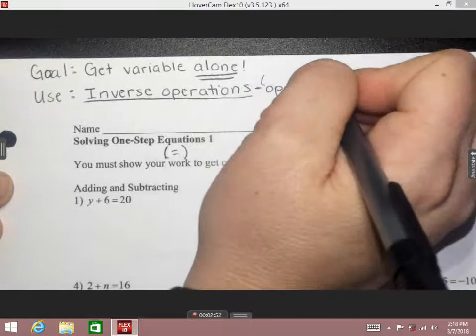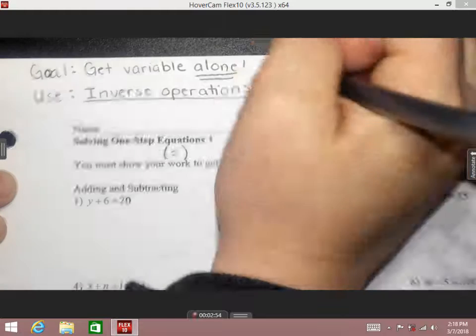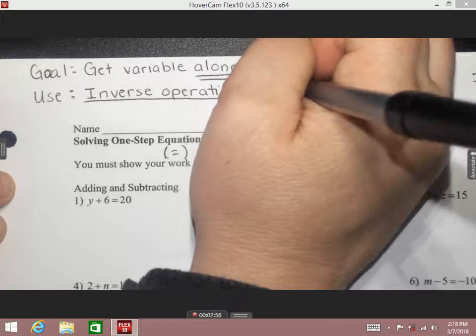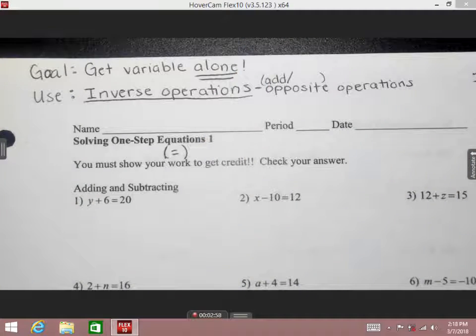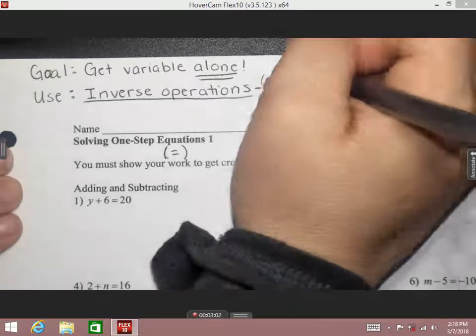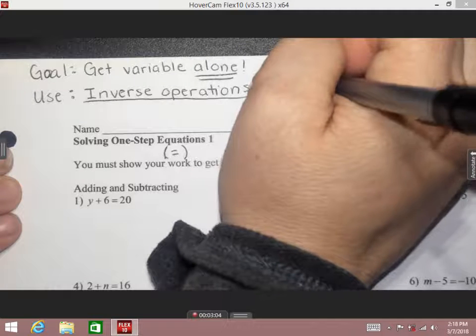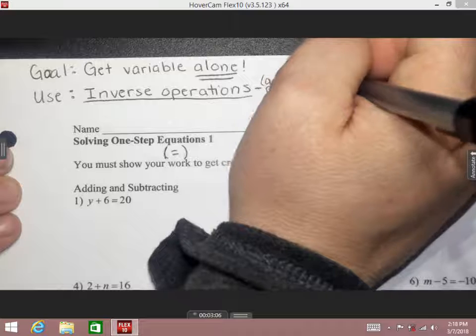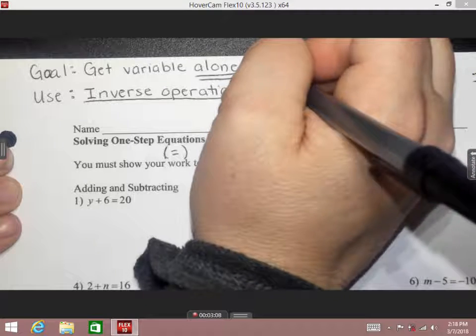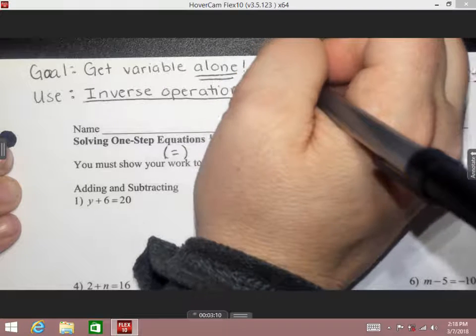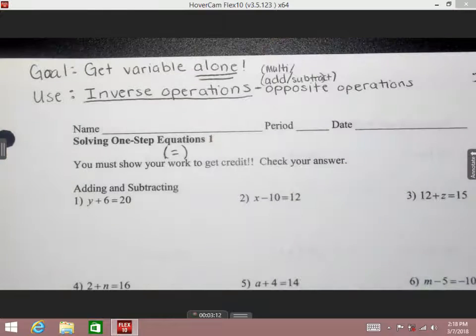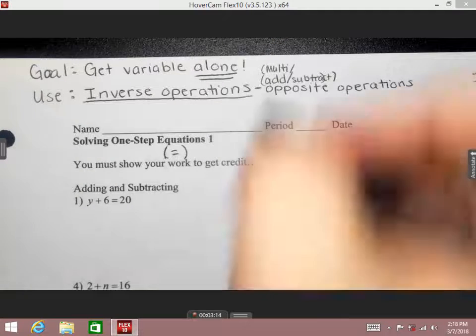So, for example, what is the inverse of addition? What is the inverse of addition, Jacob? Subtraction, because that's the opposite. What is the inverse of multiplication? Addison? Division.